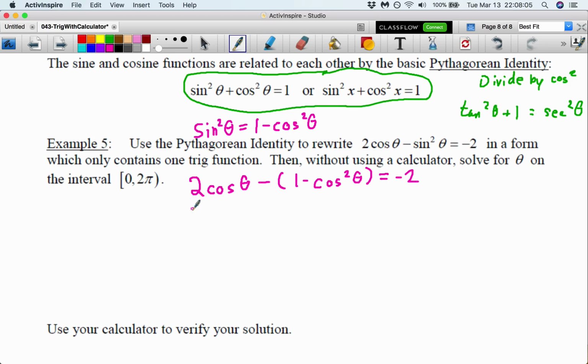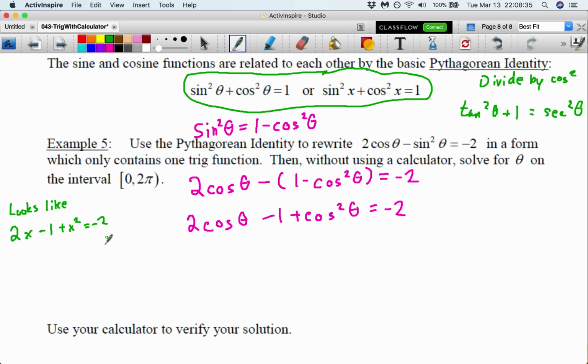Okay, I'm going to go. So pause the video now. Last chance. So I distribute the negative. And now this should look familiar to you. And again, this is very silly if you have to actually write this out when you get started. It looks like 2x minus 1 plus x squared equals negative 2. It's a quadratic if x was cosine theta. So we're going to make this look like that.